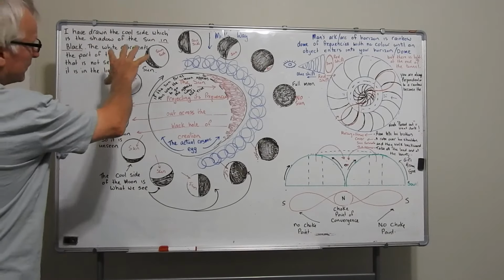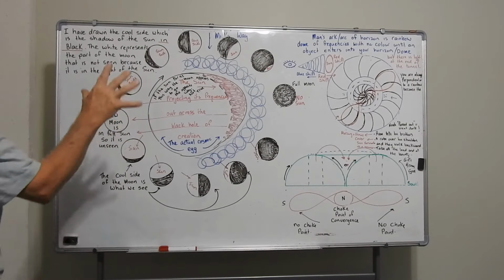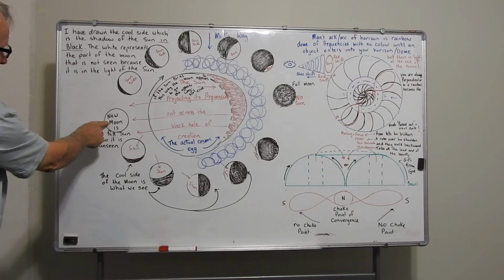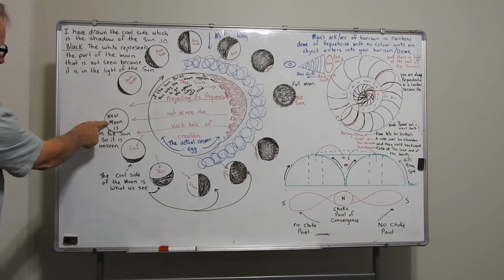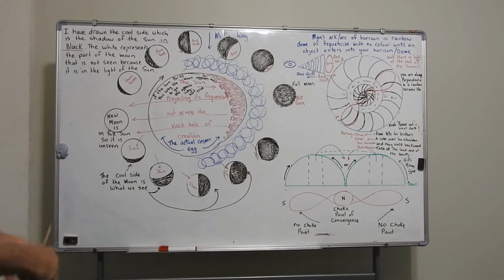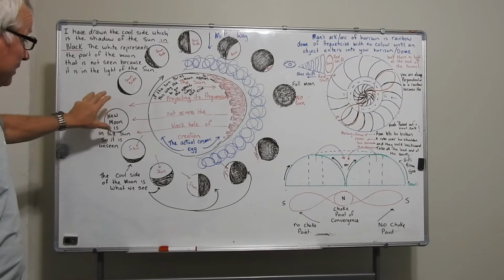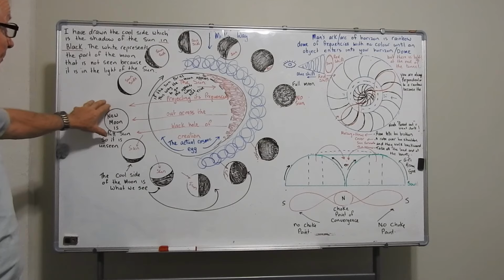And the moon is moving in that same direction. So freeze frame that, if we have the moon there, it's new moon. You can't see it, it's in the light of the sun. Okay? So that is frozen there, that's what you see. Well, you don't see the moon, it's in the light of the sun.